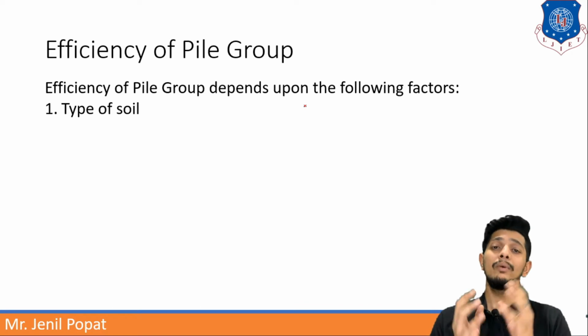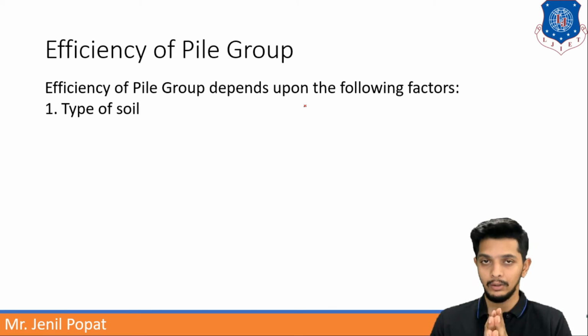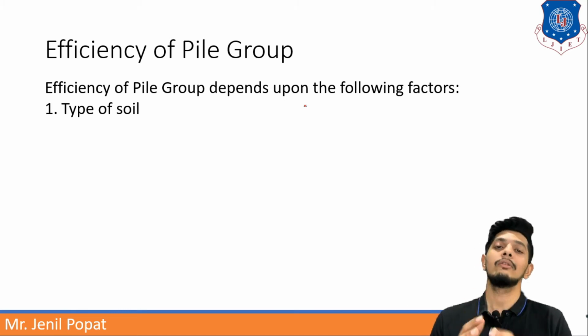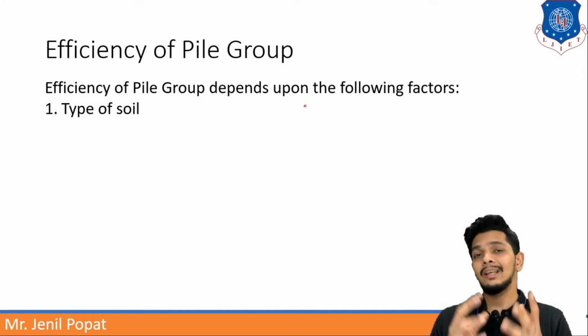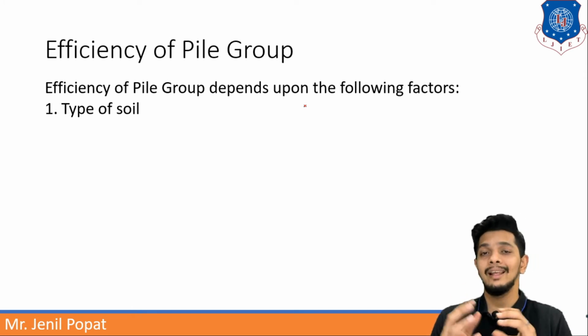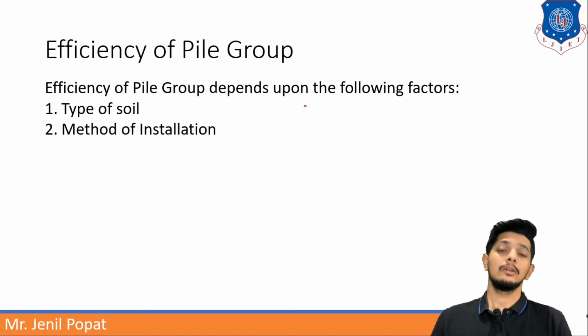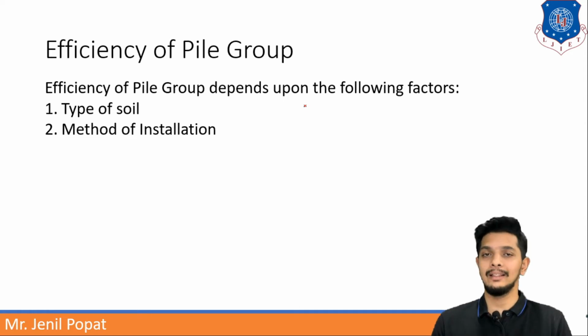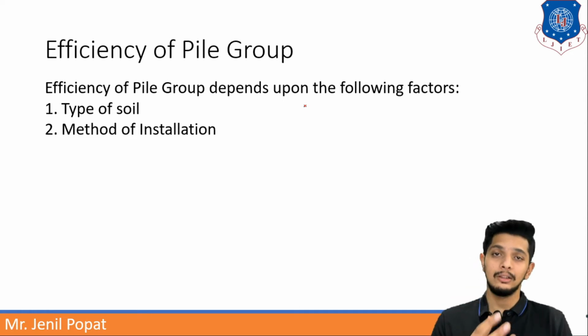According to which type of soil the pile group is laid in, pile group efficiency will depend on it, because in loose soil there will be lesser efficiency, and in hard soil there will be more efficiency. There are chances of efficiency getting lesser also. Method of installation: how you install your piles, or what method is feasible at your place, is also a factor affecting efficiency of pile group.